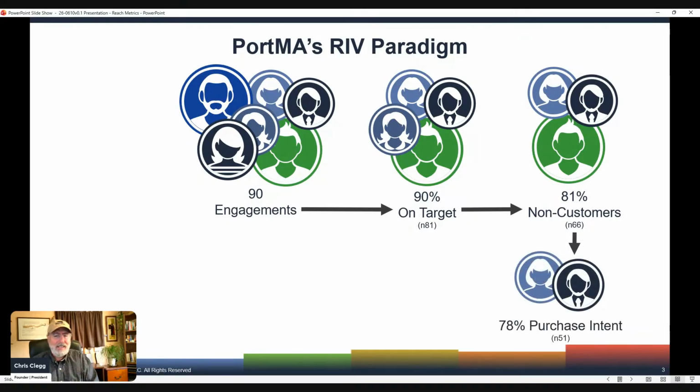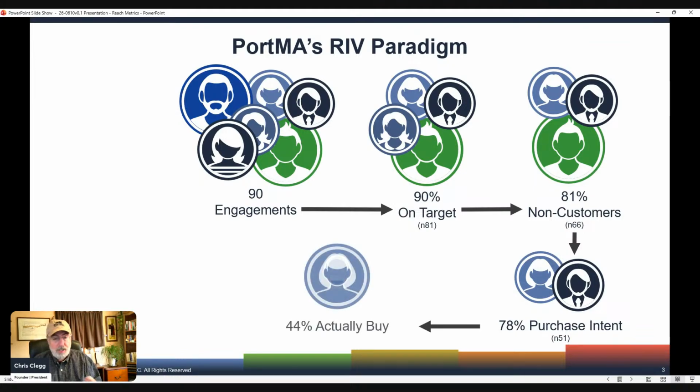We get some kind of leading indicator of their purchase behavior. Purchase intent is a perfectly reasonable way to do it. If that purchase intent was 78%, then we're left with about 51 people leaving that event from the original 90 who are saying, at least they're saying, they're going to buy, who probably wouldn't have purchased otherwise.